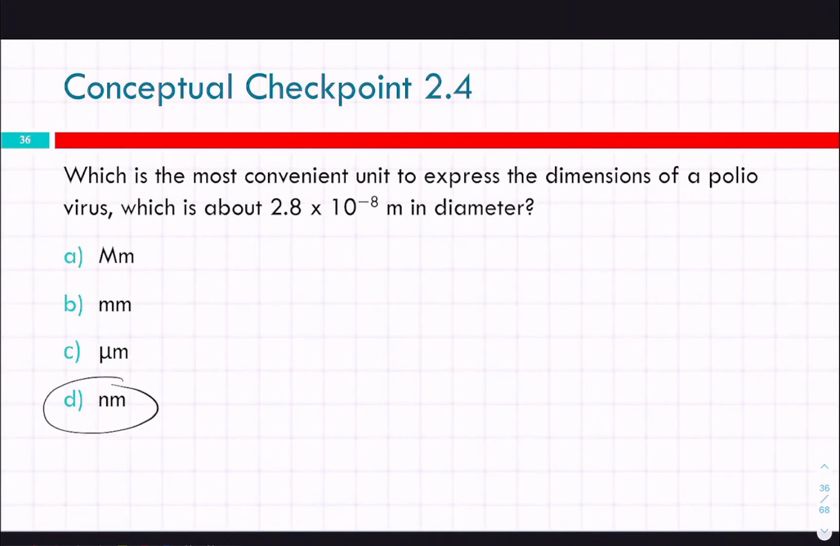So nanometer would be the most convenient. Generally, if you're picking units like this, you want to pick a unit that is smaller than the thing that you're measuring, like 1 step smaller. That way you get whole numbers.